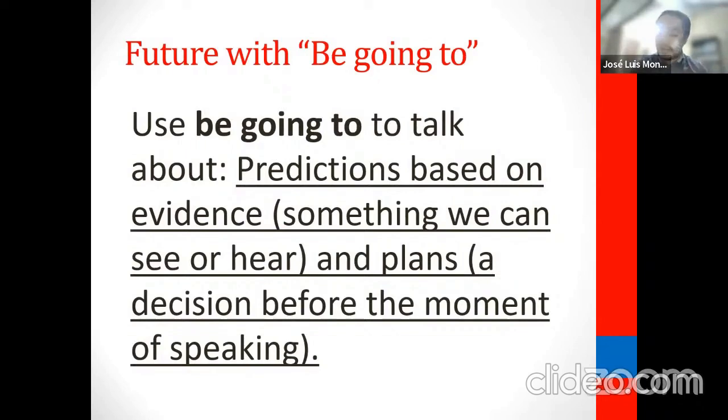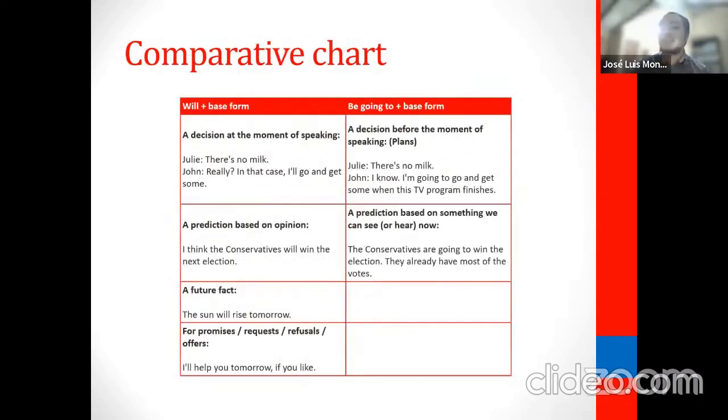So that's it. And I just want you to see this part in which you can see the comparison. The main differences are that will is a decision that you made at the moment of speaking, and this one was before the moment of speaking. It means this was just suddenly made, and this was planned. Here, prediction based on opinion, and here based on something that you can see, it means evidence. And then the extra usages for will: future fact, that makes will very strong, but only when it's a fact. And then the other usages: promises, requests, refusals, we didn't mention that, but those are other alternatives, offers as well. And that's it. Okay? I just want you to have that.